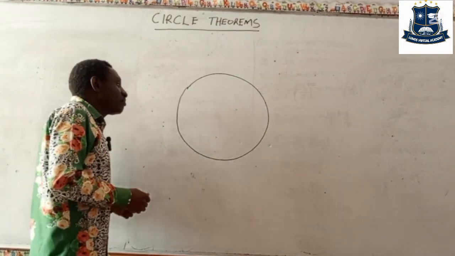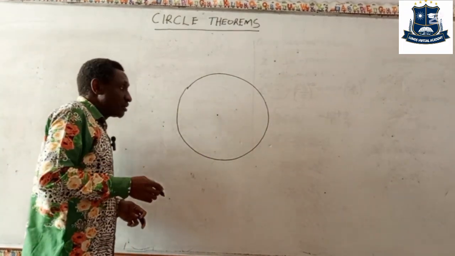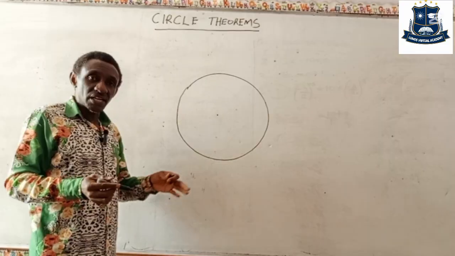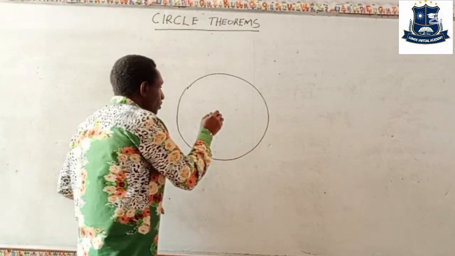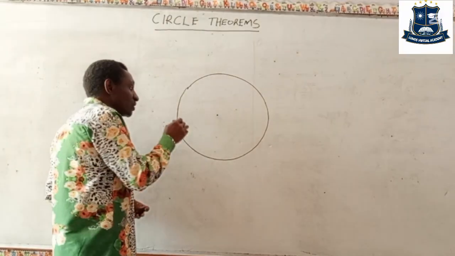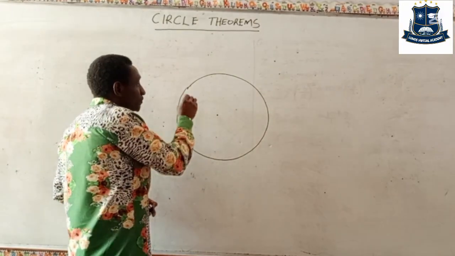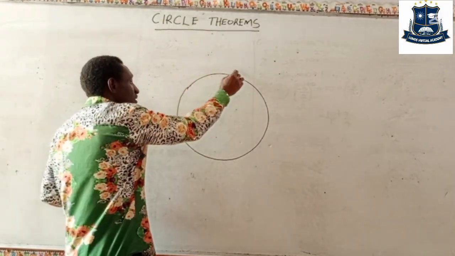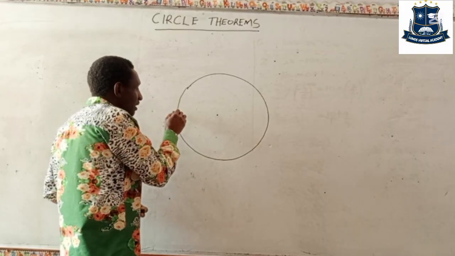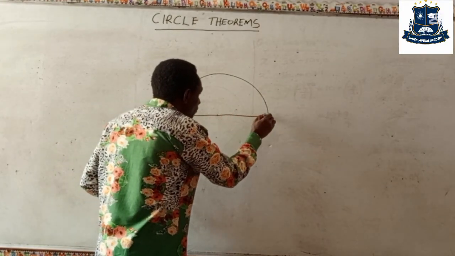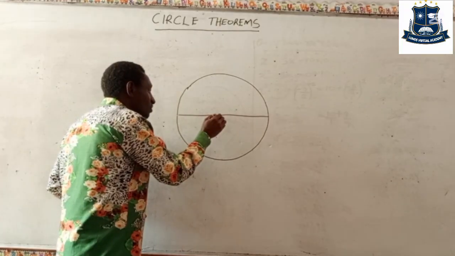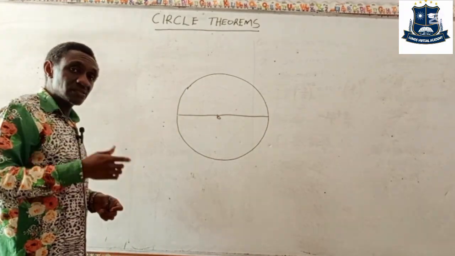And why is that important? Because in circle theorem and circle geometry, there are lots of lines. Some of the lines pass through the center, and some won't. First of all, the line that goes around the circle is the circumference. Any line that starts from the circumference, passes through the center, and goes back to the circumference, if it passes through the center where the O is, that line is a diameter.